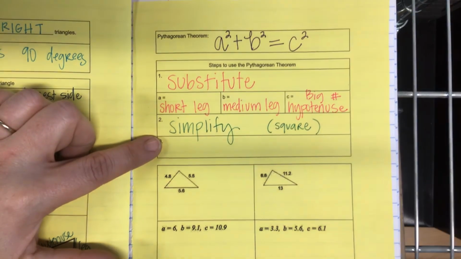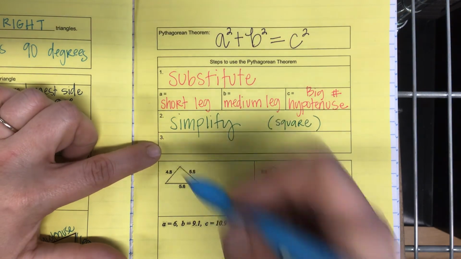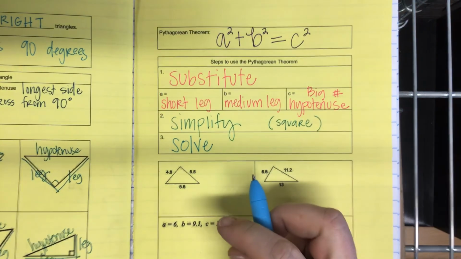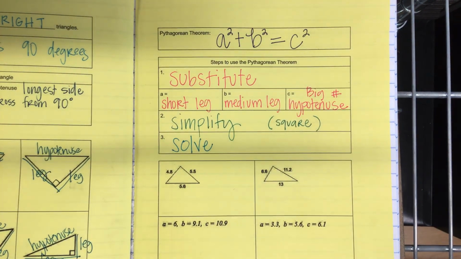And then last but not least, we're going to solve. And today, it's a yes or no question. Yes, it worked. No, it didn't. Well, your Pythagorean Theorem is your explain why, right?